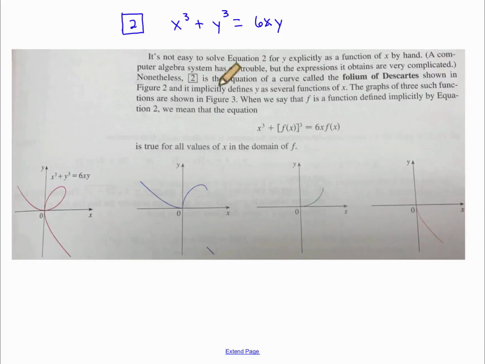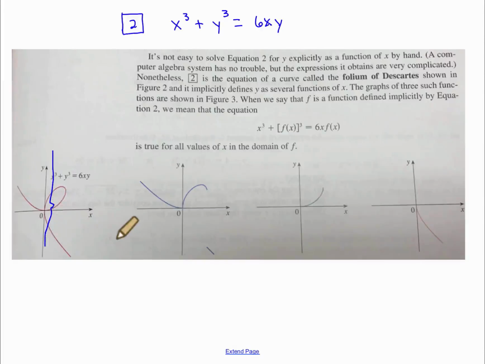A more specific example, just so you can see why we would need it: if I have the equation x cubed plus y cubed equals 6xy, that is a famous curve, the folium of Descartes, and that's it right here. Now, this curve, generated by x cubed plus y cubed equals 6xy, is not a function. It fails the vertical line test.